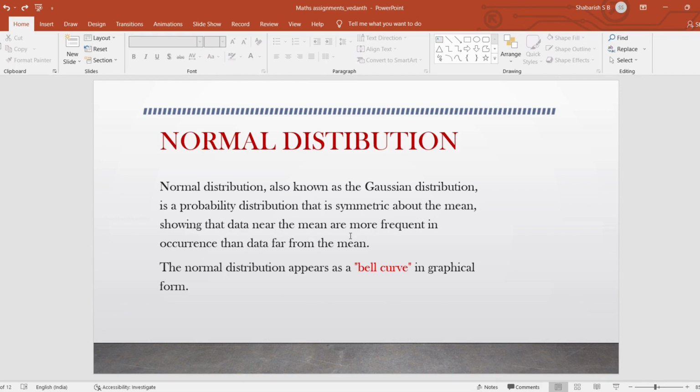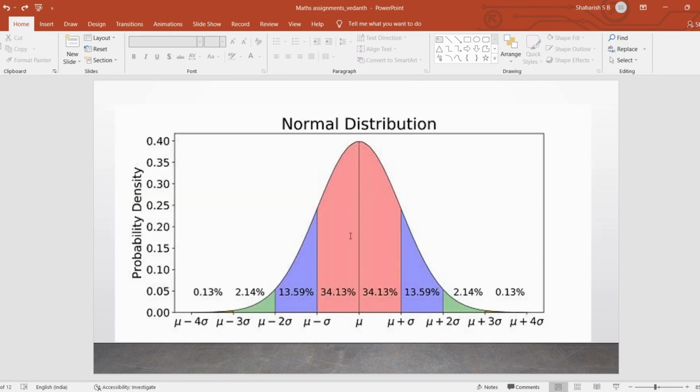In this normal distribution, we should note one point: when it is graphically represented, it often obtains a bell curve. I will demonstrate a bell curve. This curve is in the form of a bell, so it is called a bell curve. It is obtained when we plot the graphical representation of normal distribution. On the y-axis we take probability density and on the x-axis we take the mean.